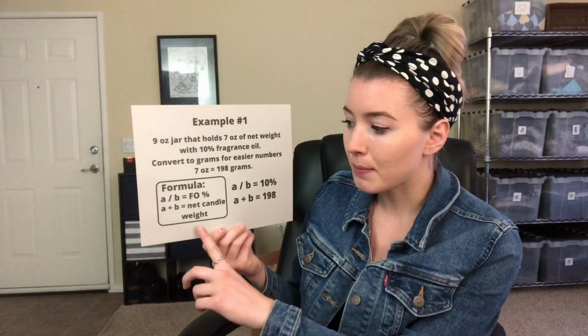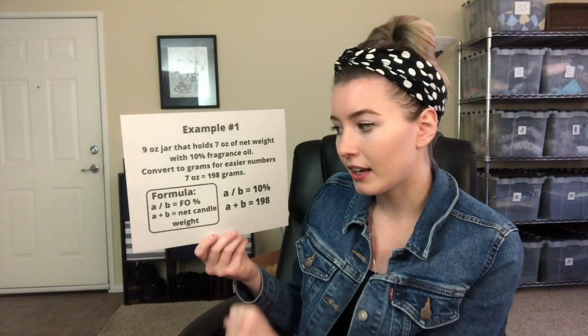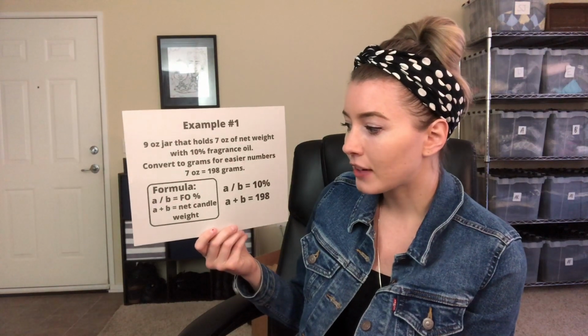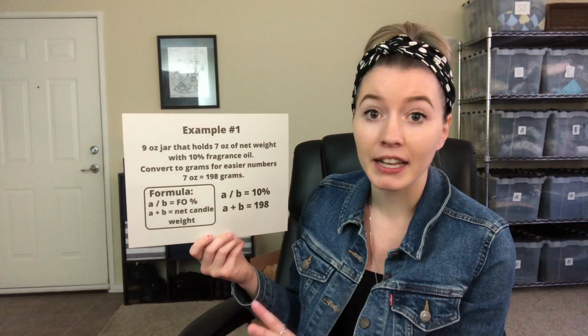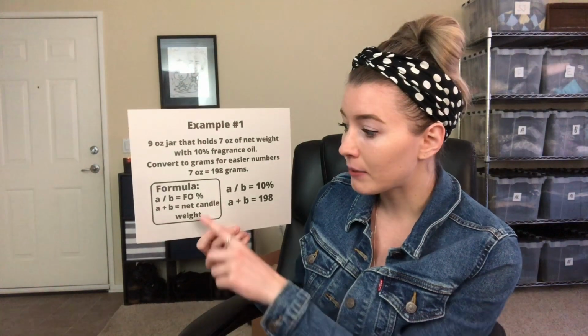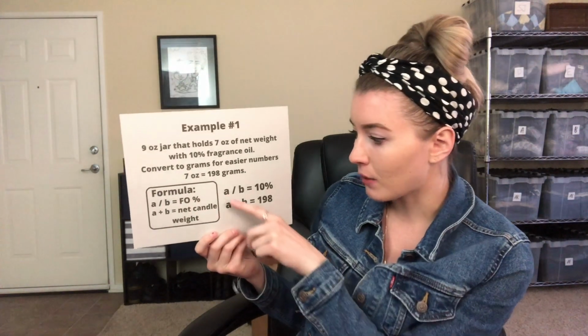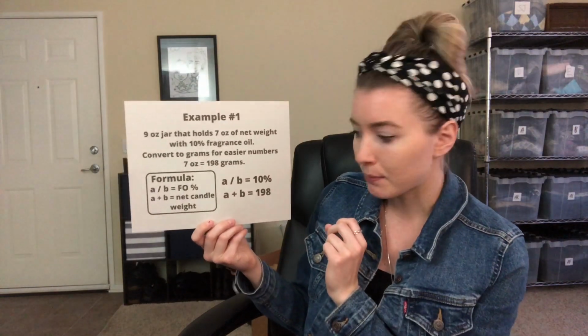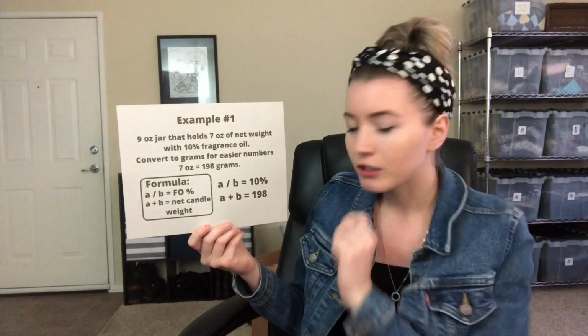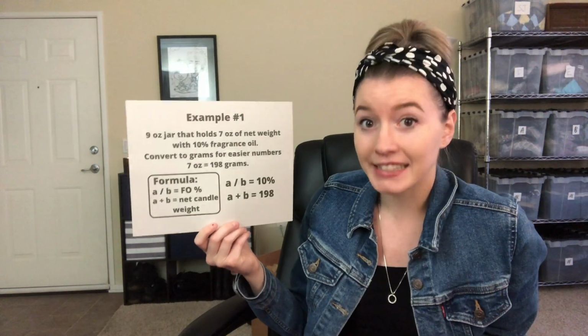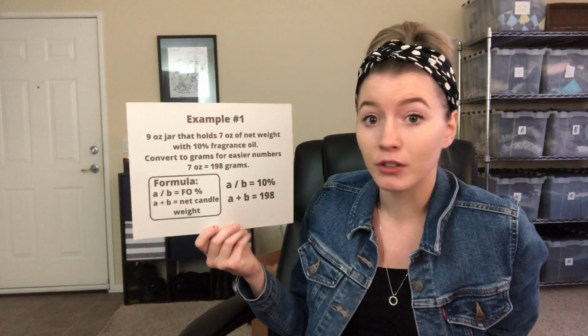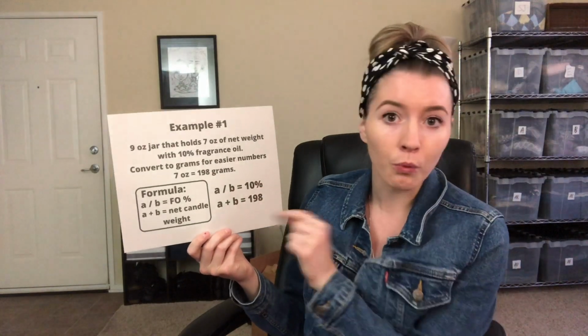So I put the formula back over here just so we could compare it. So the formula, A divided by B equals fragrance oil percentage. So at this stage, you're able to plug in 2 numbers. So you're able to plug in what they both equal to. So A divided by B should equal 10%, and A plus B should equal 198. So we're trying to find 2 numbers that are the same that can be plugged into both of those formulas that will come out with those numbers.